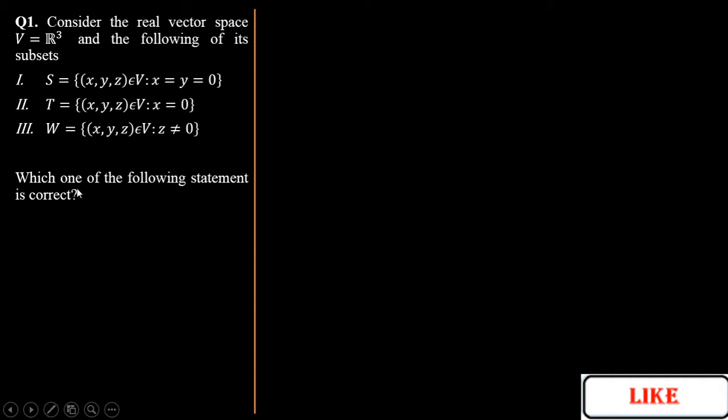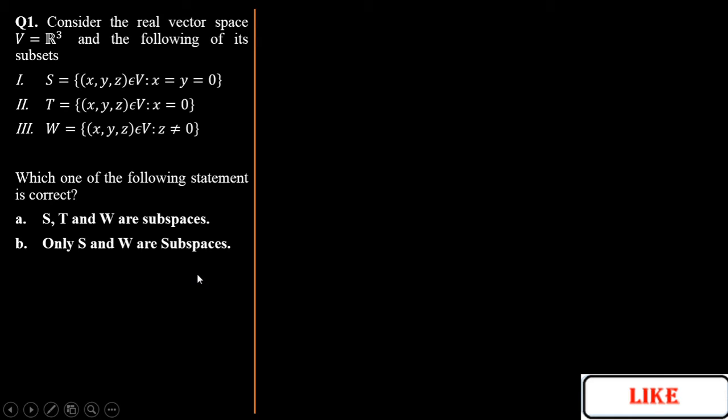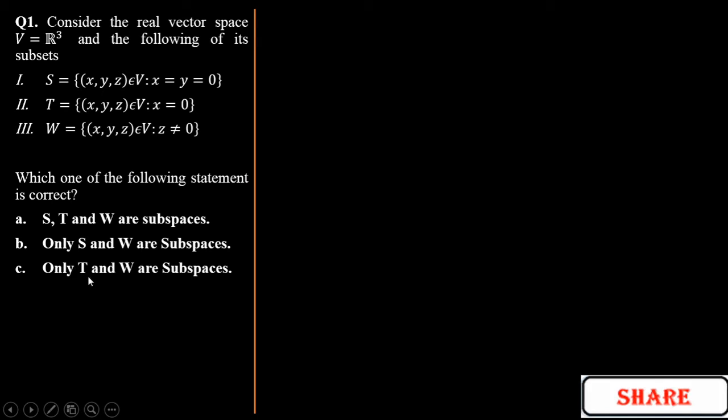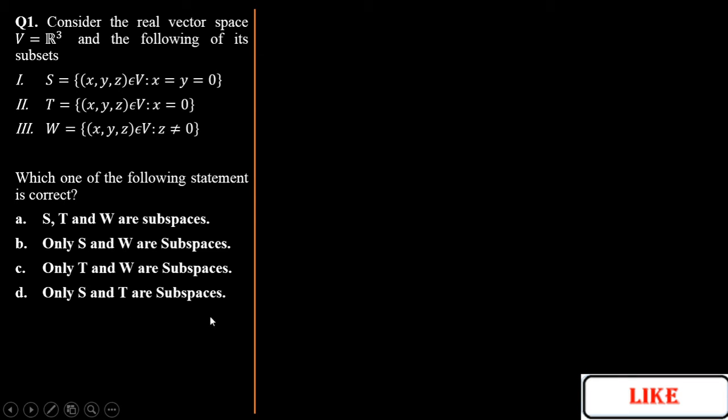So the question is, which one of the following statements is correct. Let's take the options here. It is given that S, T and W are subspaces of V. Second, only S and W are subspaces of vector space V. Next, only T and W are subspaces of V, and only S and T are subspaces of V.